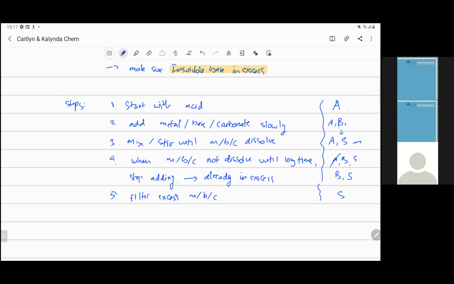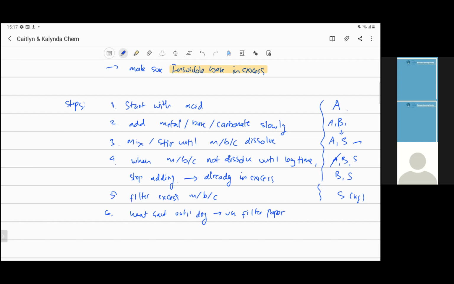Now, most of the time, you are asked to make the salt into powder. So what we do next is we are going to heat the salt until almost dry, and then use filter paper. Filter paper is used to absorb the last moisture.